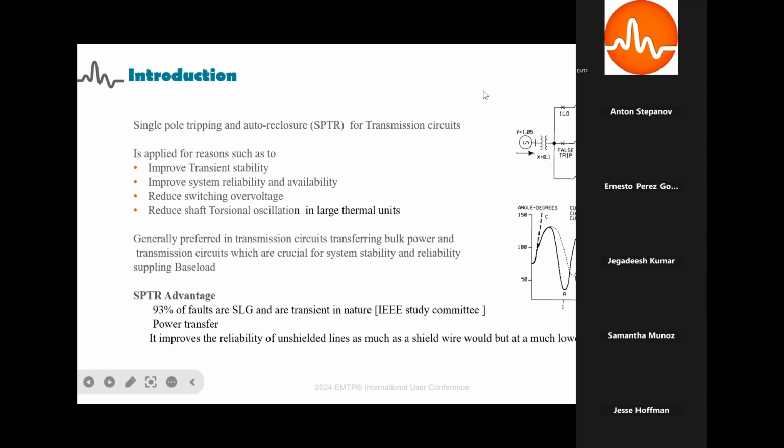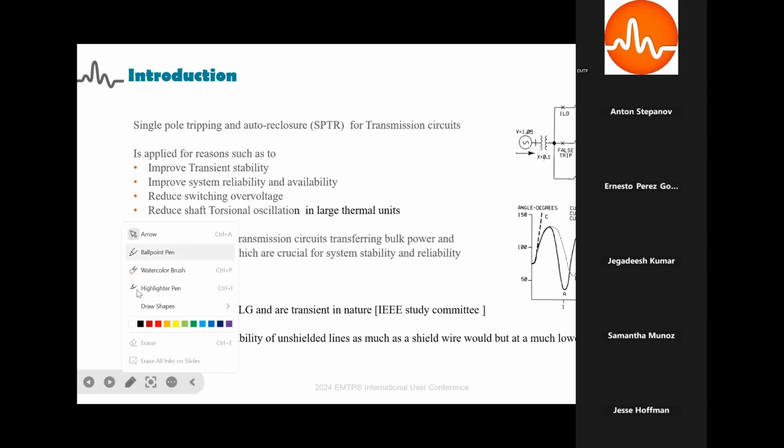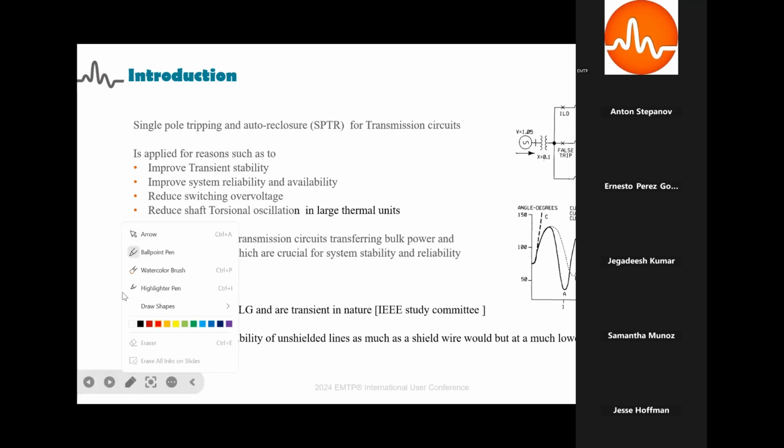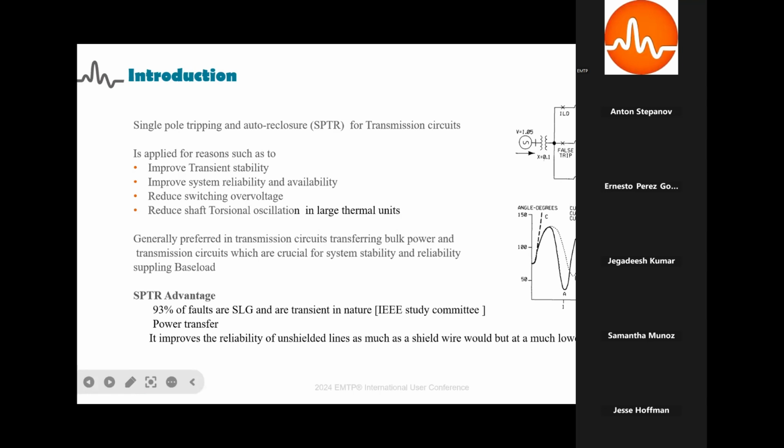So here, let me show. Yeah. So this circuit, can you see my pointer? Okay. I think you'll be able to see my pointer here. Yes, yes.